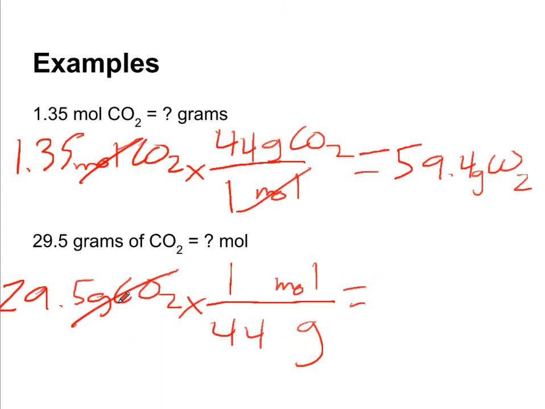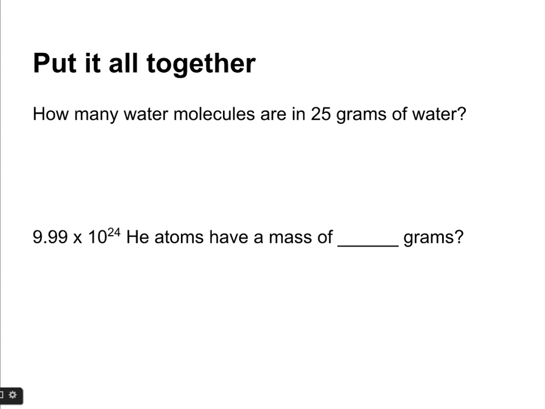So grams are going to divide out. We're going to do our calculation, it's 29.5 times 1 divided by 44, or just 29.5 divided by 44. So we should end up with 0.67 moles of CO2. We can string long chains of conversion factors together. That's what happens in most dimensional analysis problems.